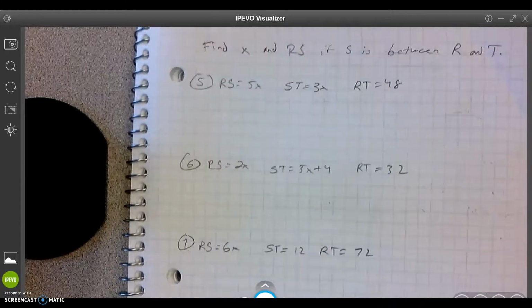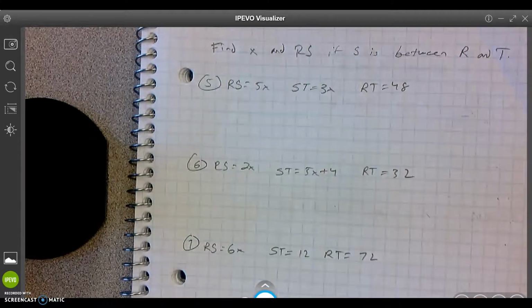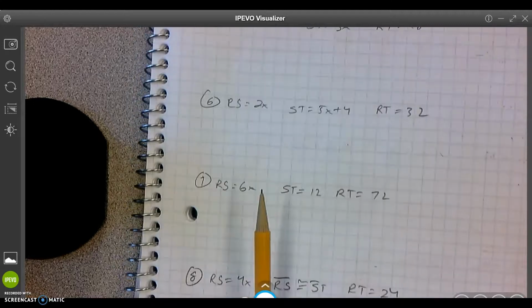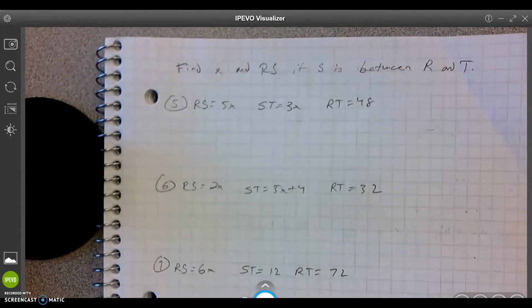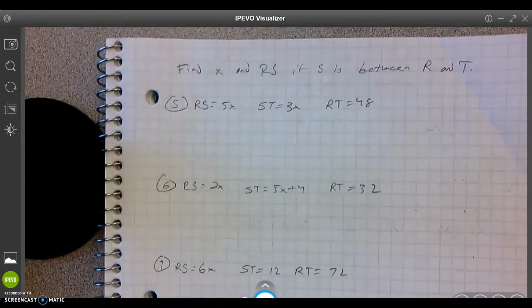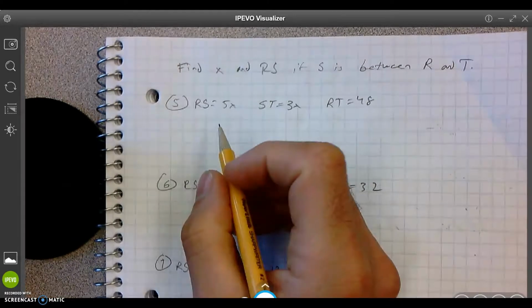Alright, cool, here it is. Notice I put the instructions up there too. If you don't have the instructions, pause the video and write that also. So we got 5, 6, 7, and then 8's down there. Okay. So, first thing you got to do, criteria for success, is you got to draw a picture. When you do not have a picture in geometry, always draw a picture.